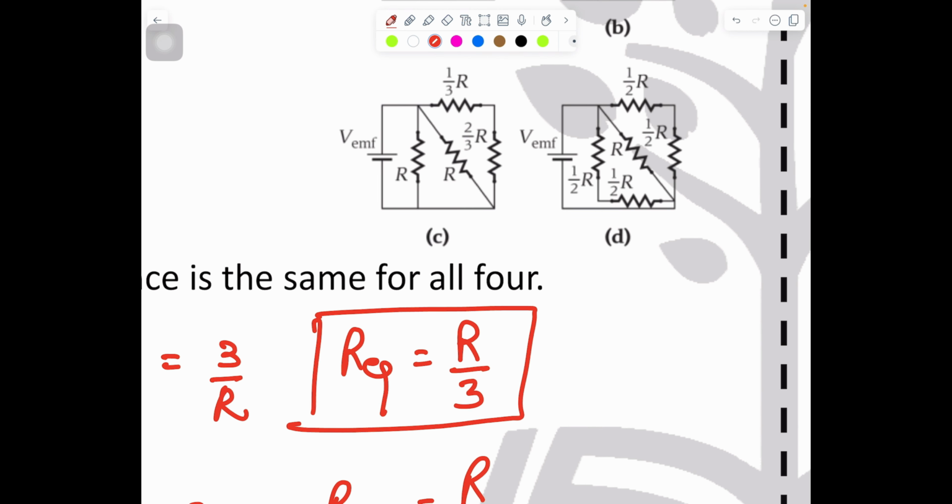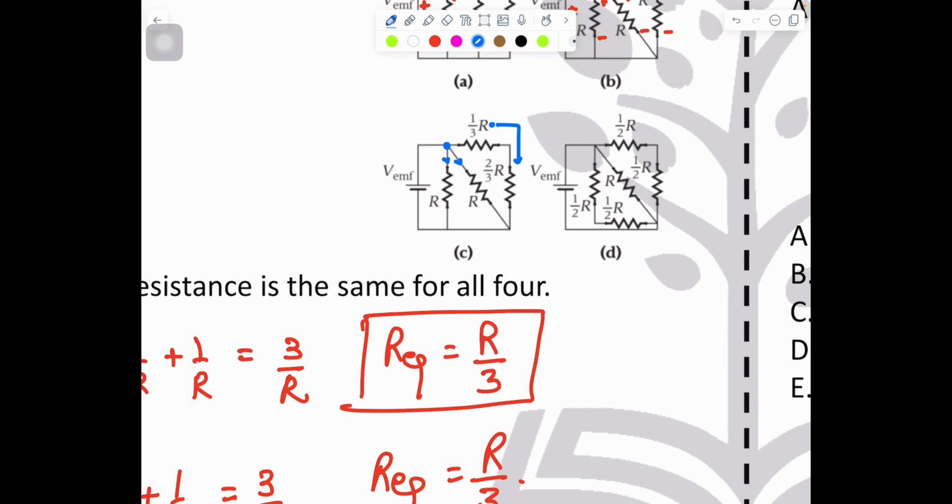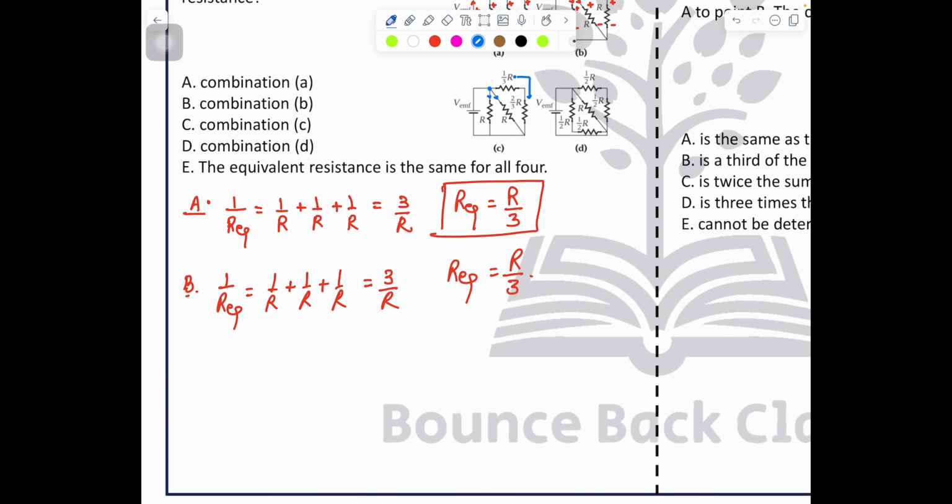This one is something good, on which you need to focus. Here current is dividing, this one and this one. They are in series. Yes or no? This is parallel, this is parallel, but 1 over 3 and 2 over 3 are in series. So case C, RS is 1 over 3R plus 2 over 3R. So what will it become? 3 over 3R. So the value becomes R.